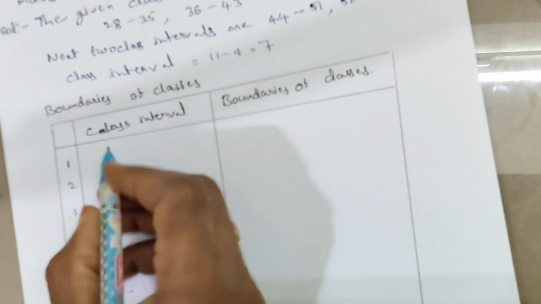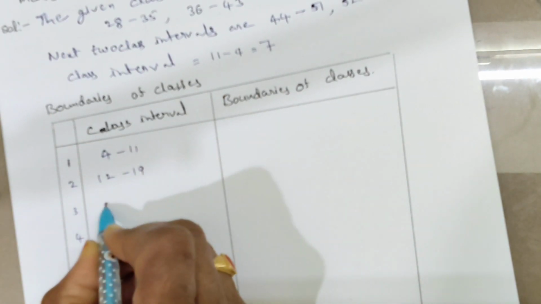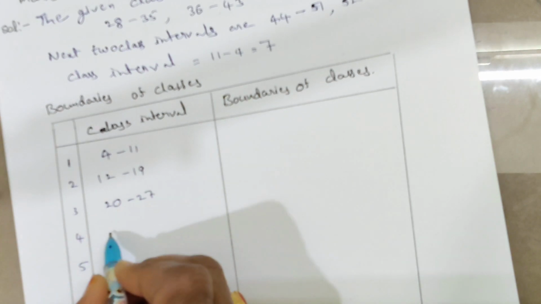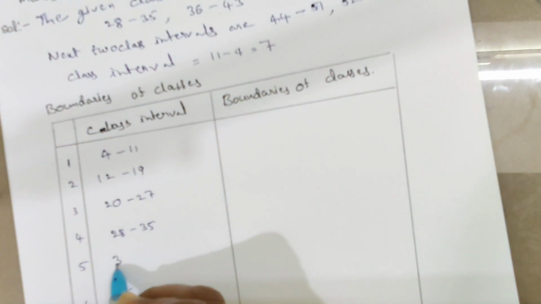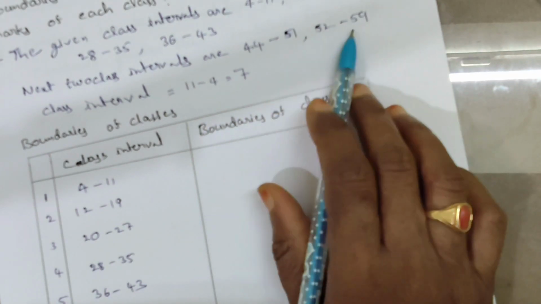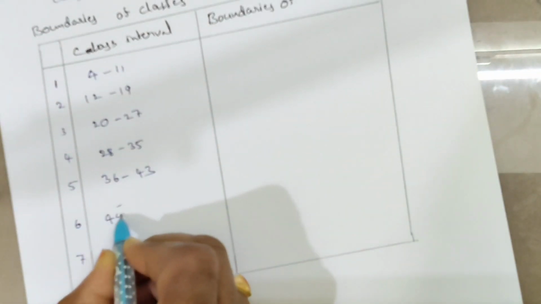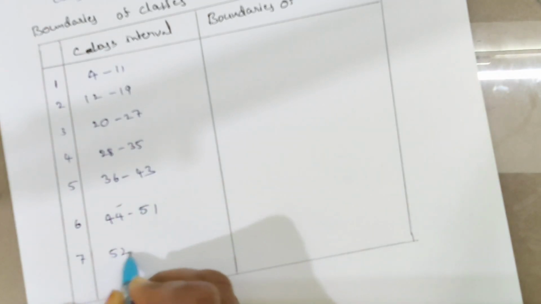Now here the classes are already given. Here 5 classes are given. So first we write these classes. First one is 4 to 11. Next one is 12 to 19, 20 to 27, 28 to 35, 36 to 43. Next we write the two classes: 44 to 51, and 52 to 59. So these are the 7 classes.